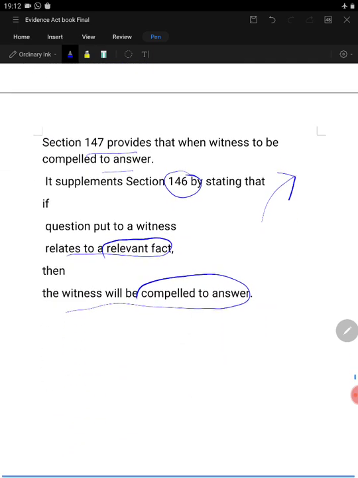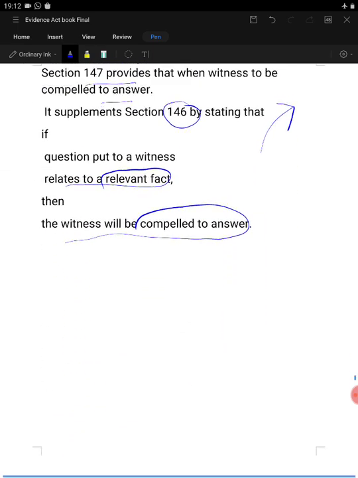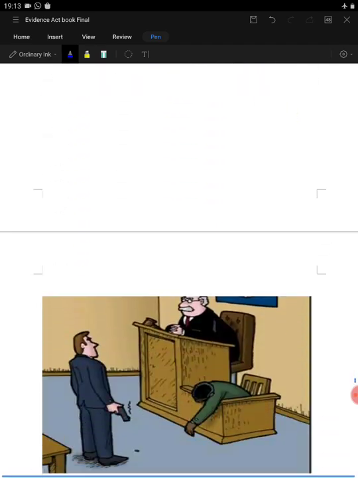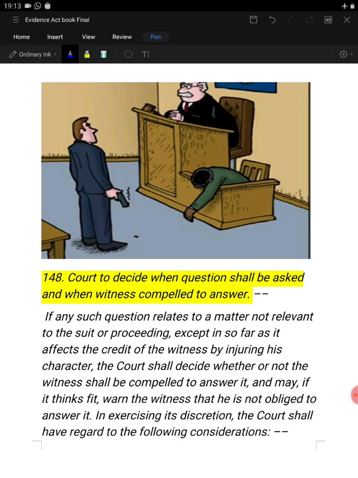So that is what Section 147 is, that a witness can be compelled to answer in case the question put to him is relevant. But in that case, Section 132 will apply. That is, it would not make him subject to prosecution because of the answers given by him. Next is Section 148.